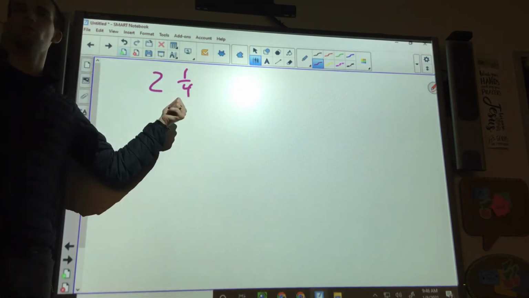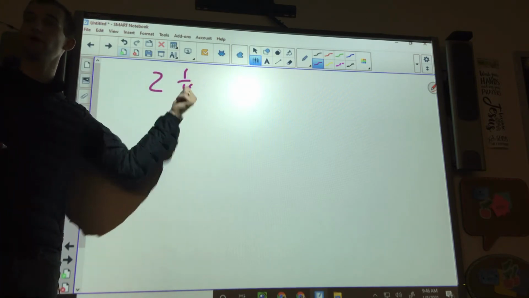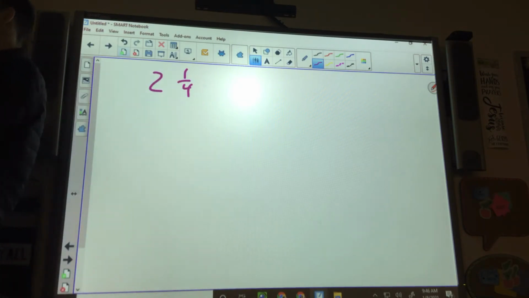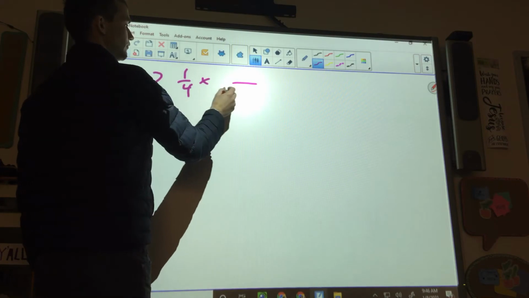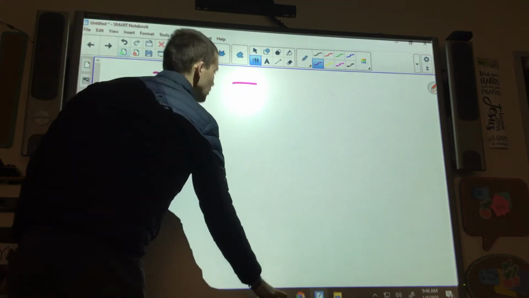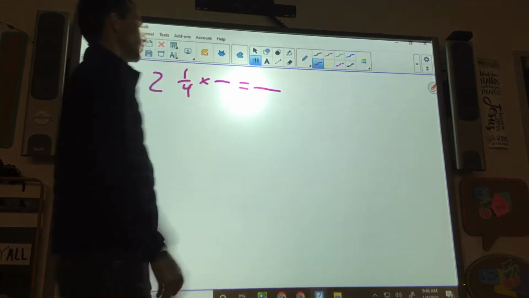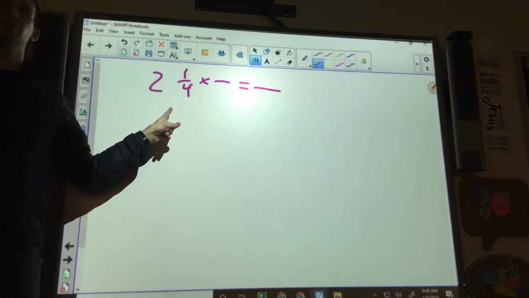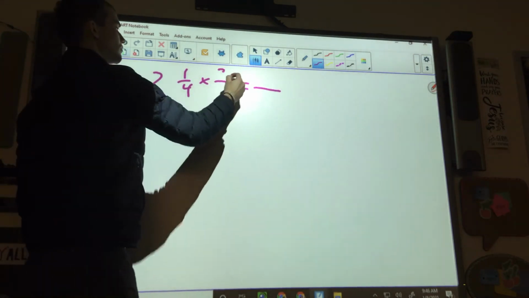All right, so next, let's say we've got 2 and 1/4. First check, step number 1. Is this in simplest form? Yes, it is in simplest form. So now we need to see what number we need to multiply by so that we can get this. Can you multiply 4 by something so you get 10 or 100?